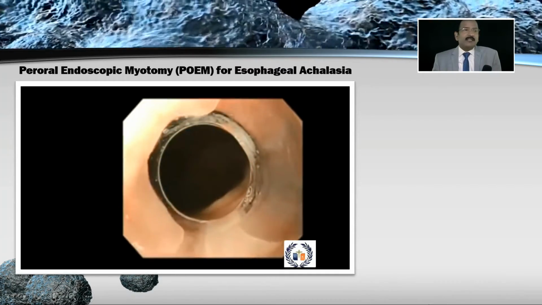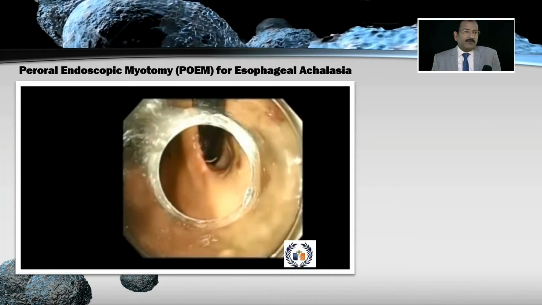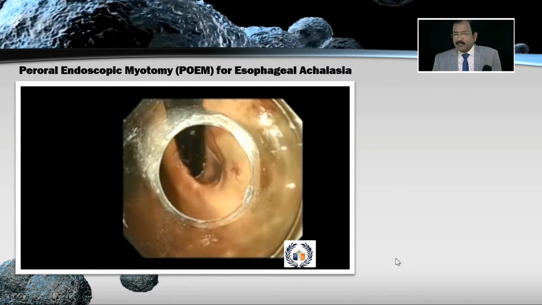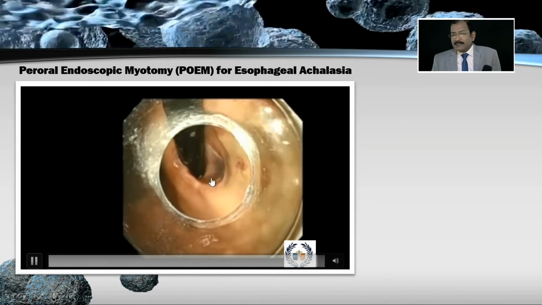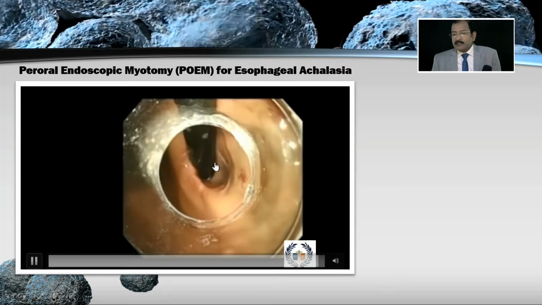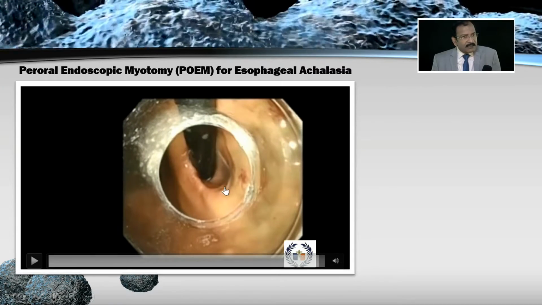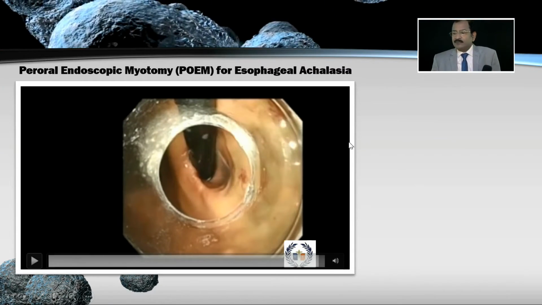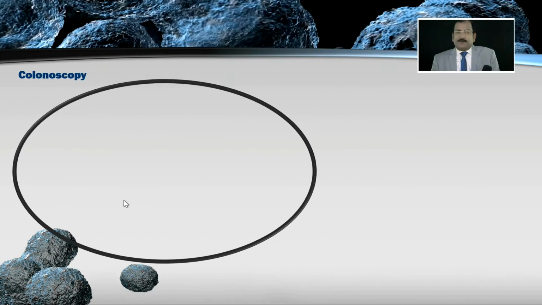A surgeon who has training in ERCP can do it, and a physician who has training in ERCP can do it. So now you can see the stricture is resolved, and this is the gastroesophageal junction, J maneuver, no stricture. Now colonoscopy.